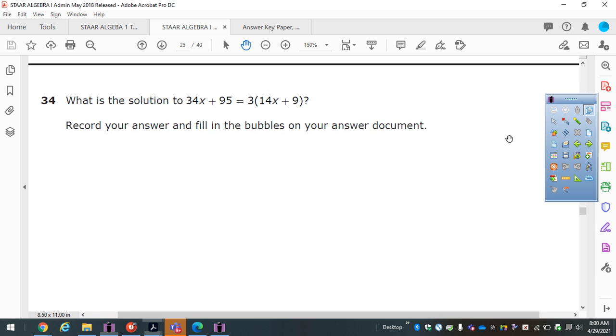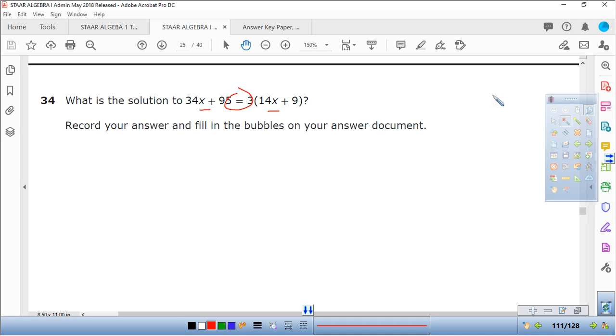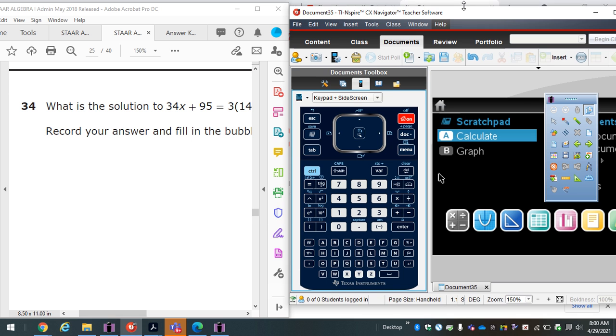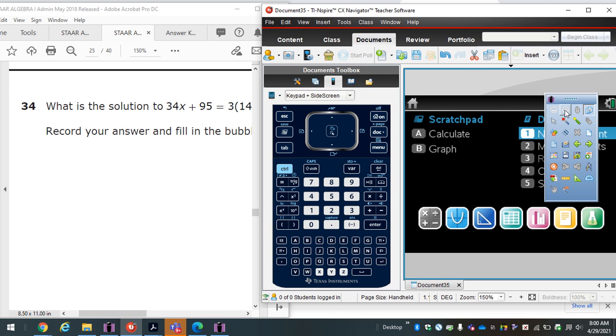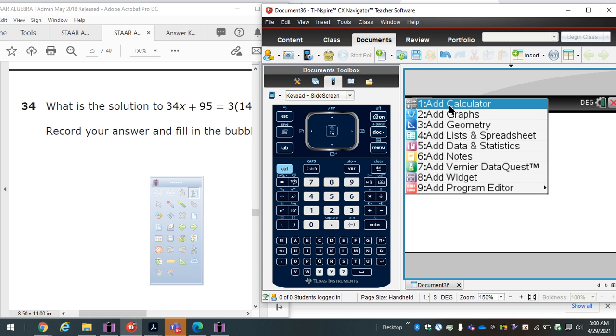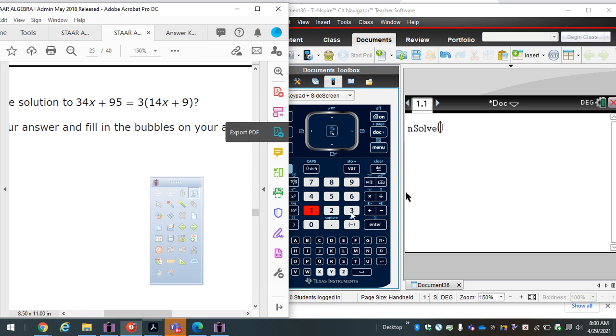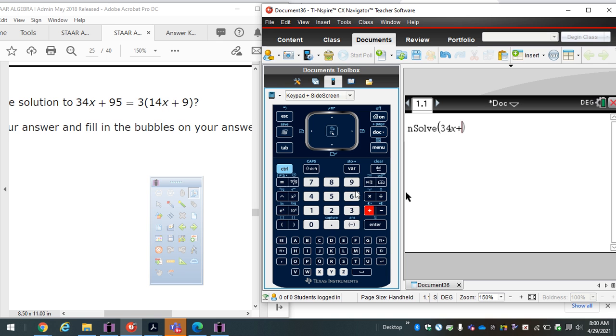What is the solution? Very easy, in my opinion. Just see one variable and then the equal sign, and solve it, guys. That's what I mean, and solve this thing. 3.1, 34x plus 95 equals 3 times the quantity of 14x plus 9, comma x equals 8.5.